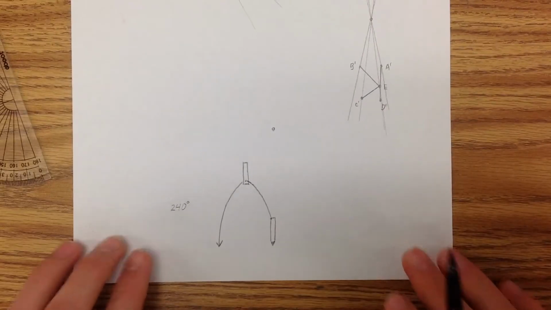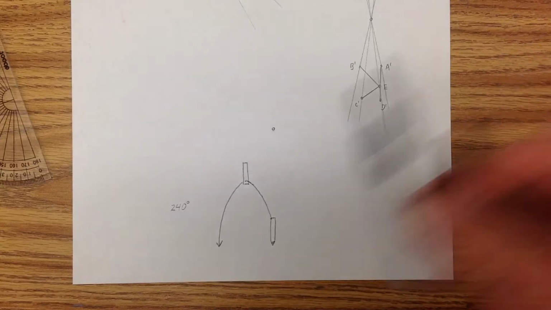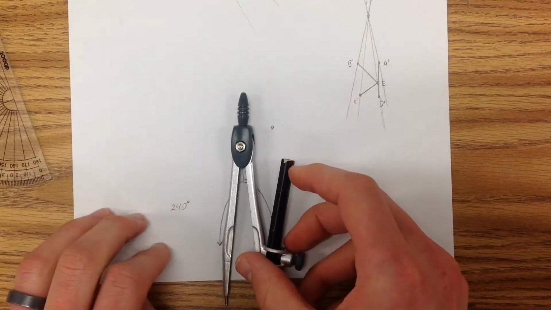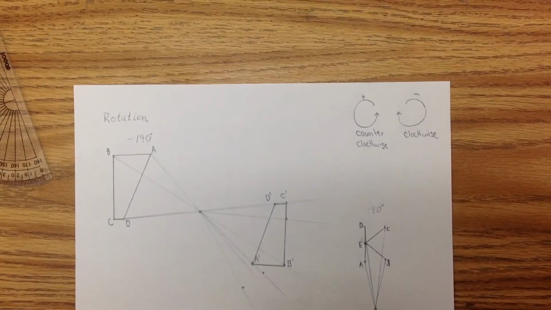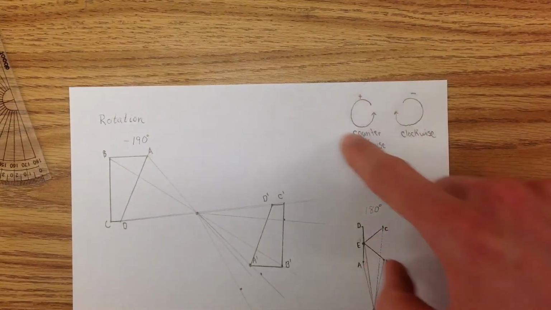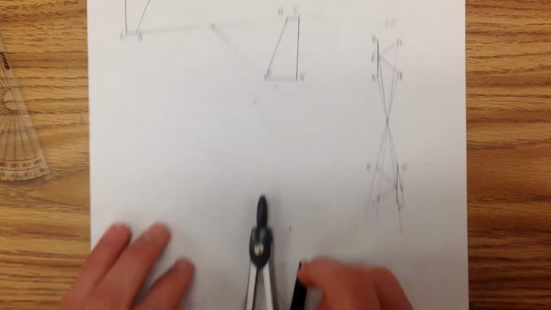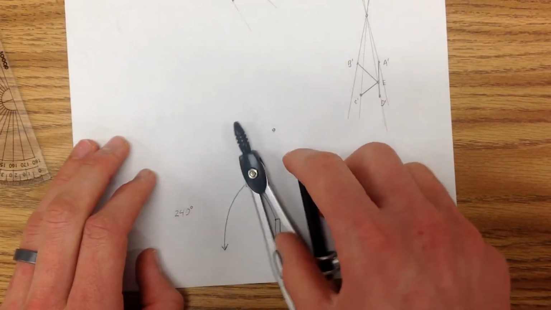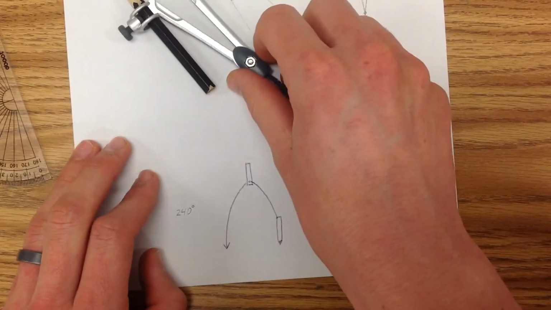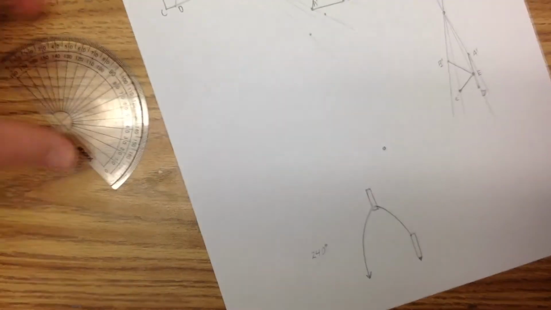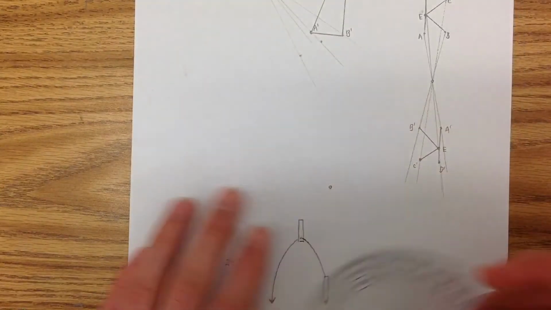Now this last one, so imagine we got our compass here, and again we're rotating it positive 240. So remember, positive means I'm going counterclockwise. So positive 240 means I'm rotating this counterclockwise, so it's going to be somewhere around here. Well, my protractor doesn't do 240.